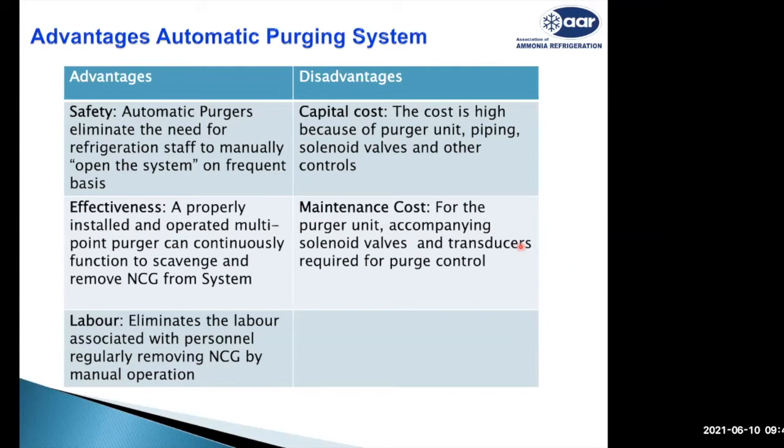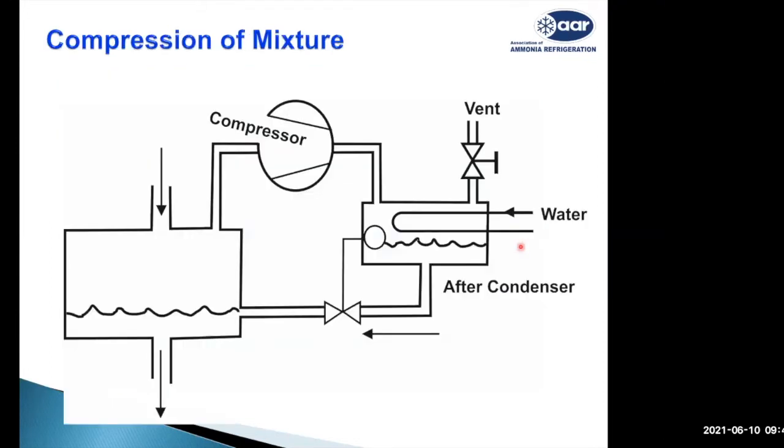What are the disadvantages? There is always an initially higher cost of the purging system. A proper installation of the purger is required, then the piping and the valves required for that. And secondly, some maintenance may be required, such as for the sensors or the solenoids in the plant. You may need to change the solenoid coil or service those transducers. But overall, if you consider automatic purging, it definitely has more advantages than disadvantages.